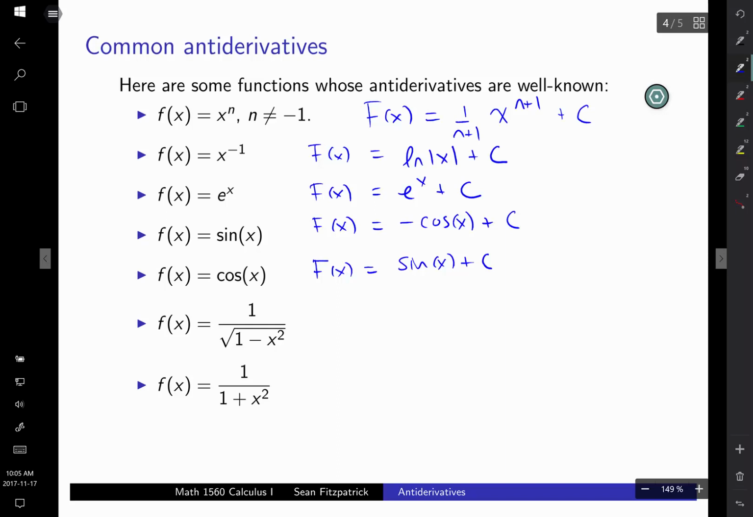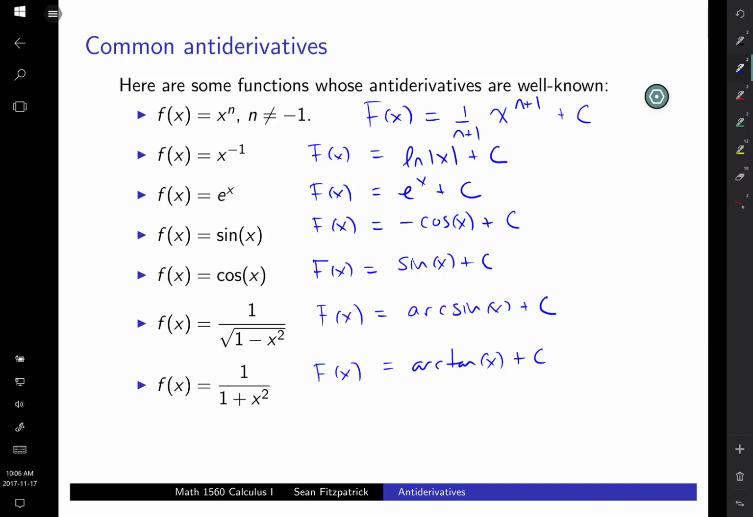And if you remember your inverse trig derivatives, there's a couple more that you can do here. 1 over the square root of 1 minus x squared is the derivative of arc sine. 1 over 1 plus x squared is the derivative of arc tan. Of course there are many other ones that we could write down. Basically, take any derivative that you worked out in chapter 2, you can reverse it, and now you have an antiderivative. So there's really an endless supply of these.